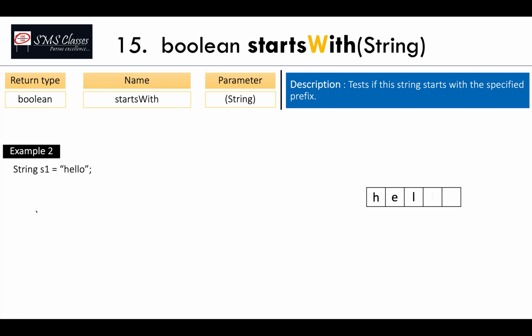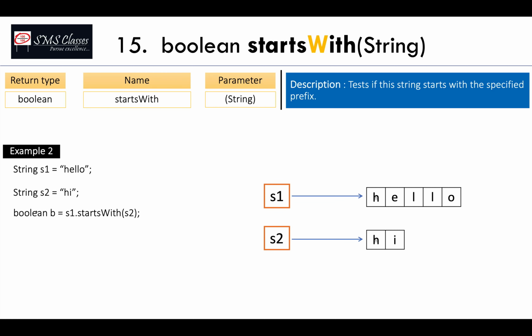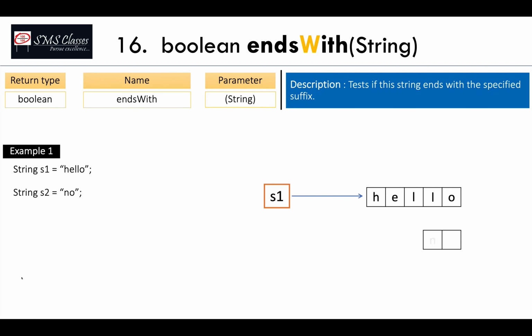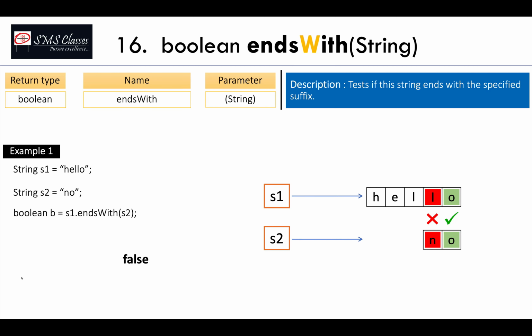Whereas hello starts with hi. H is matching, I is not, so it's going to return false. Similarly, you have something called ends with. So if S1 is hello and S2 is no, it is going to check if hello ends with no. O is matching, but N is not, so it's going to return false. So hello does not end with no.